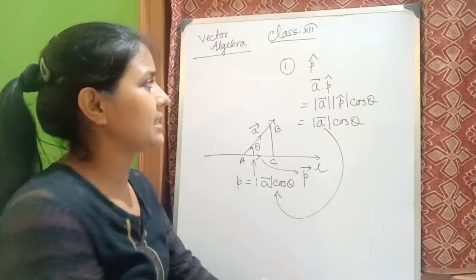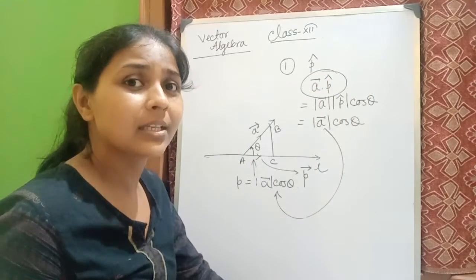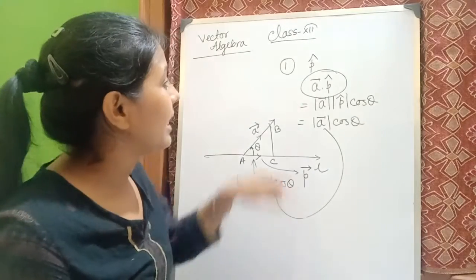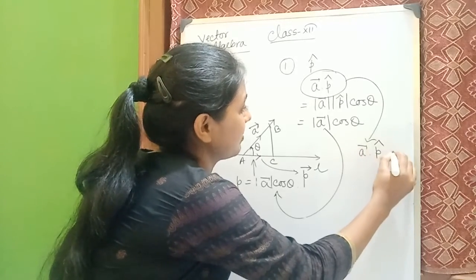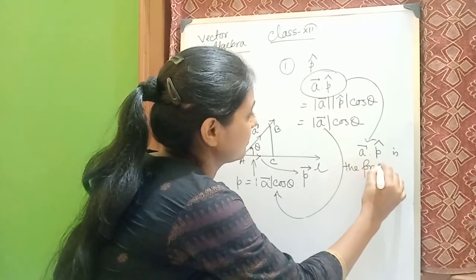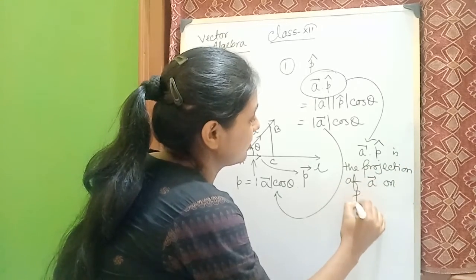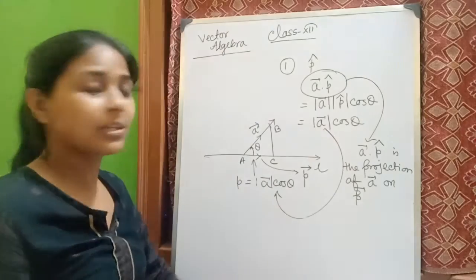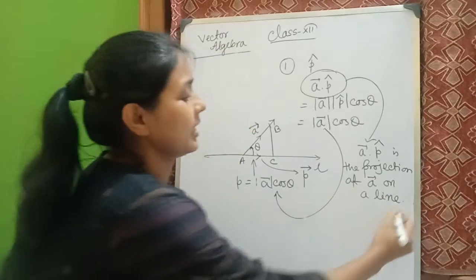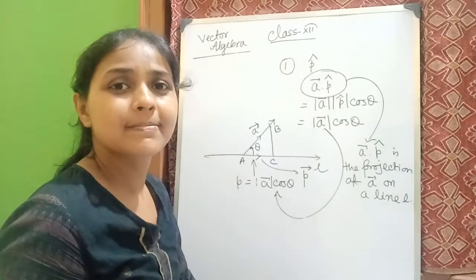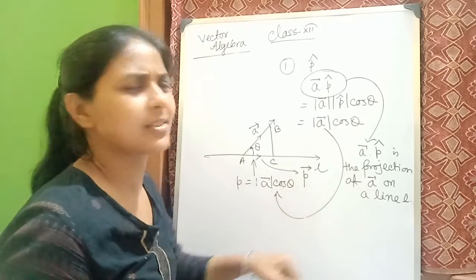So, in other words, A dot P cap is the projection of A vector on a line L, or P vector. That will be more precise.